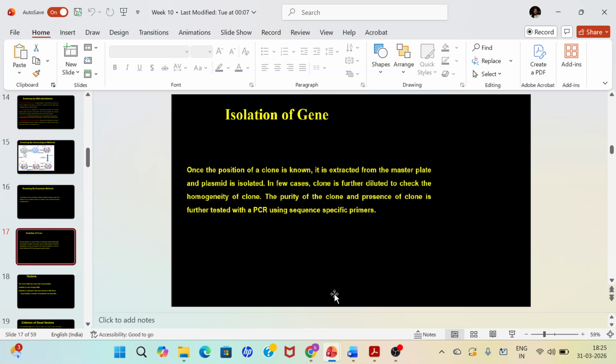Then the isolation of genes. Once the position of the clone is known, it is extracted from the master plate and the plasmid is isolated. In a few cases, the clone is further diluted to check the homogeneity of the clone. The purity and presence of the clone is further tested with a PCR. So PCR comes in handy here.